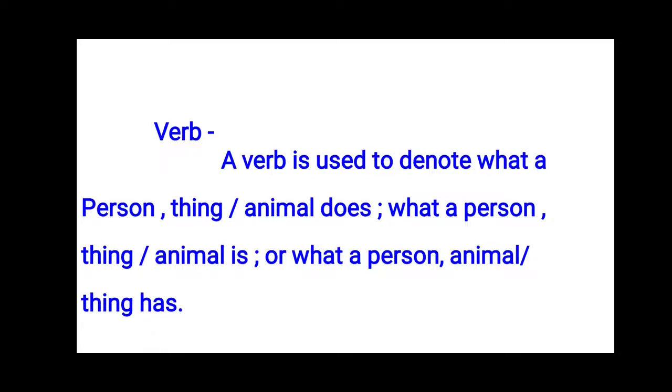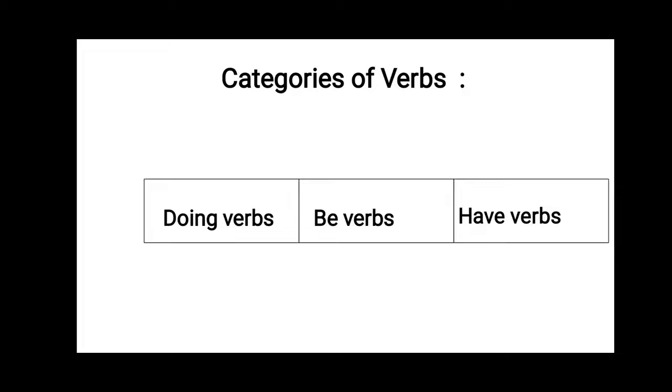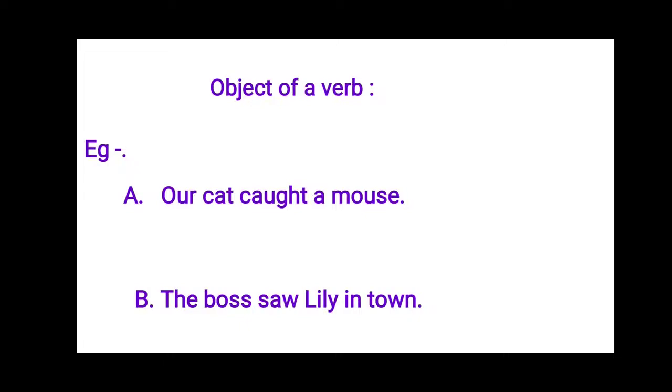And after that, we got to know about the categories of verbs, which are doing verbs, be verbs, and have verbs. And student, we also did a detailed discussion on these three kinds of verbs. Now student, today we shall start another important topic related to verb. So now student, let me show this topic to you. And student, our today's topic is the object of a verb.